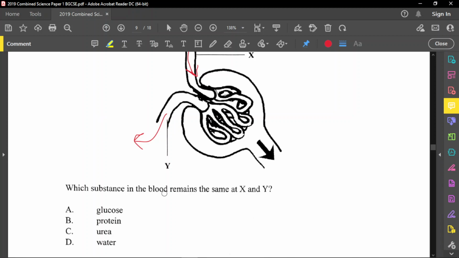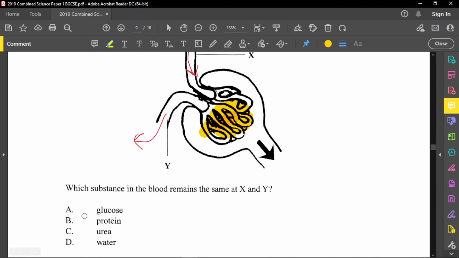What remains the same at X and Y? And remember now at the glomerulus, which is the network, I'm just going to shade this. The part that is shaded right now is called a glomerulus. The glomerulus is where ultrafiltration takes place, which means substances will leave the capillaries and enter the Bowman's capsule.